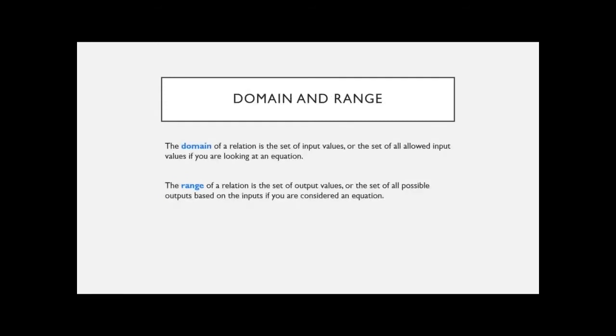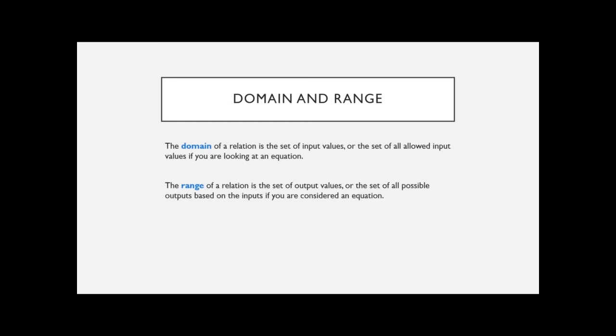So the domain is the set of input values, or the set of allowed input values. If you have a specific list of numbers, like a set of ordered pairs or a table of values, your domain is just listing all of those x values. With an equation, there's no list of x values. You're looking at what numbers you can plug into this equation and get an output for. So it's the set of allowed input values, numbers you can plug in. For most equations, there's an infinite number of things you can plug in, so your domain is all real numbers.